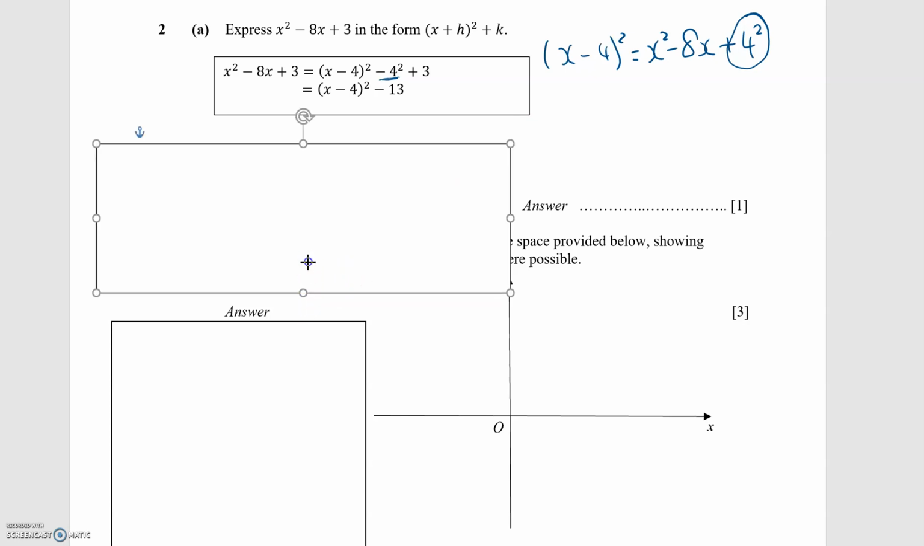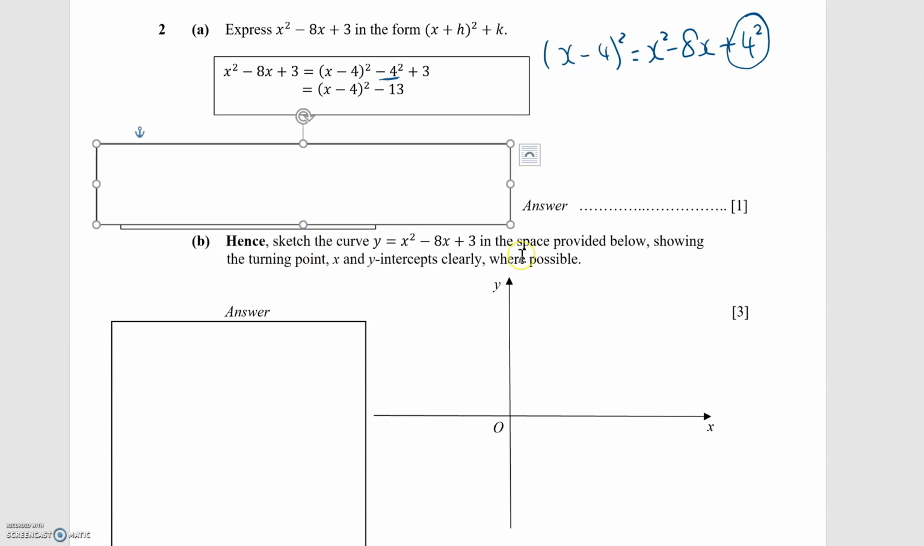Okay, for part B, the question wants us to hence sketch the curve y equals x squared minus 8x plus 3. And the question specifies that they want us to show the turning point, the x and y intercepts clearly. Okay, since the question has asked for all this, the examiners will obviously be looking out for this. So we will definitely need to make sure that we have included these 3 items in our sketch.